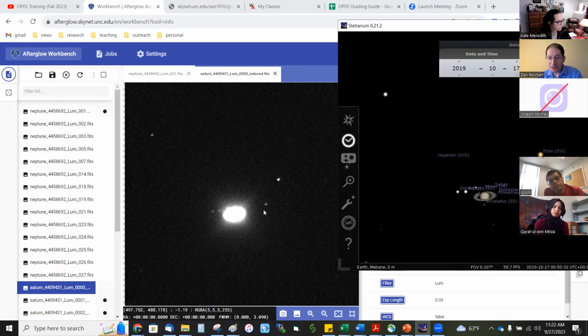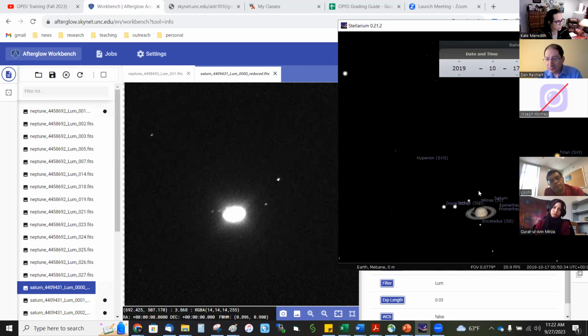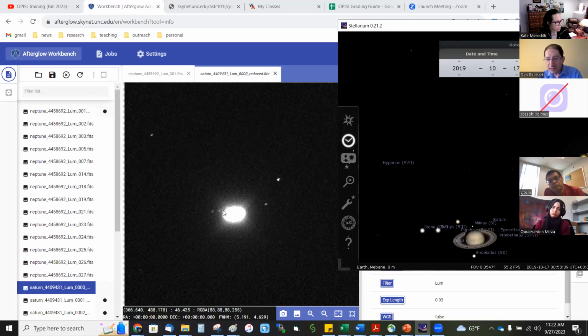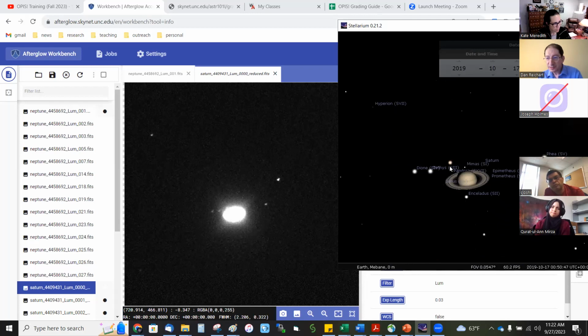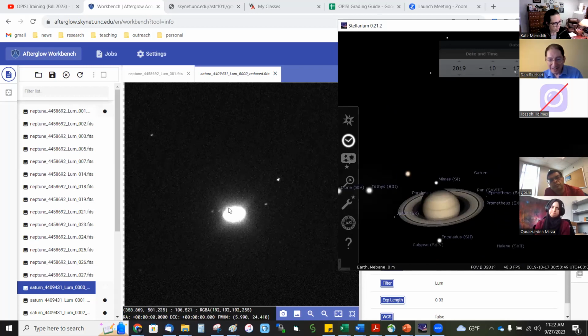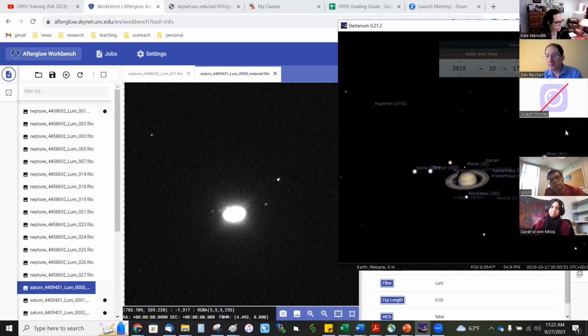Yeah. So Titan, Rhea, Dione, Tethys, I guess that's Hyperion out there. And if you play with the brightness and contrast, you may be able to get some other things. What's that? A background star. I can see a hint of it there. Anyway, we're going for Titan. So that's Titan right there.